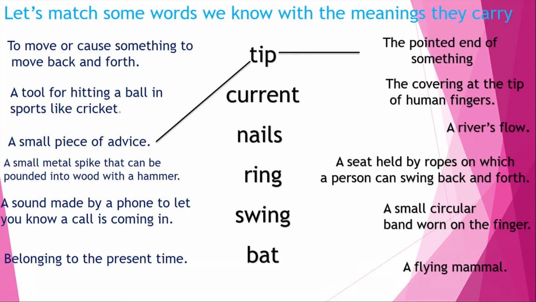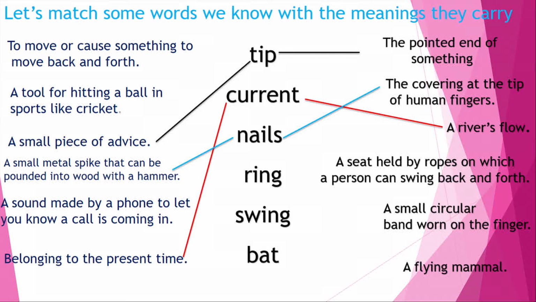So we have current. The first meaning for current that you would have gotten, a river's flow. So the way the river is flowing would be the current of that river. And the second one would be all the way down to the bottom, belonging to the present time. So it's current, it's happening now, currently going on. Right, so nails. The covering of the tip of human fingers, so your fingernail, that's the nail they're talking about there. And the other one, a small metal spike that can be pounded into wood with a hammer. So you have those different nails.